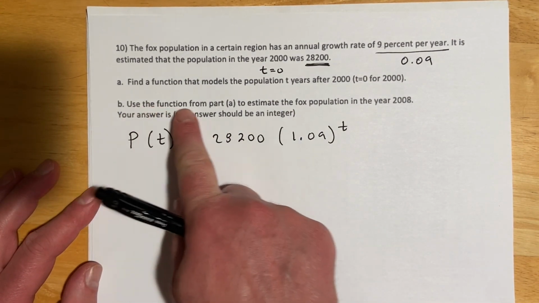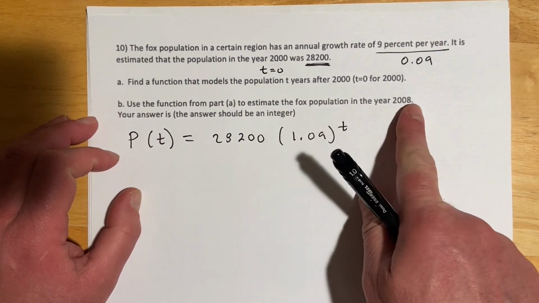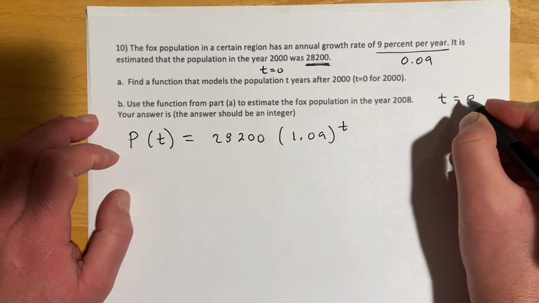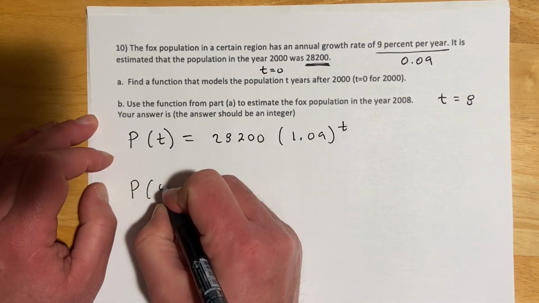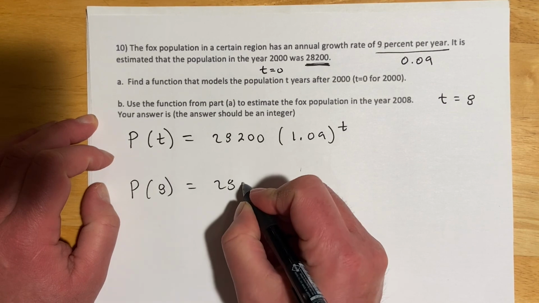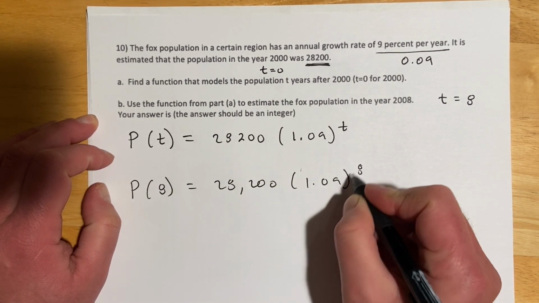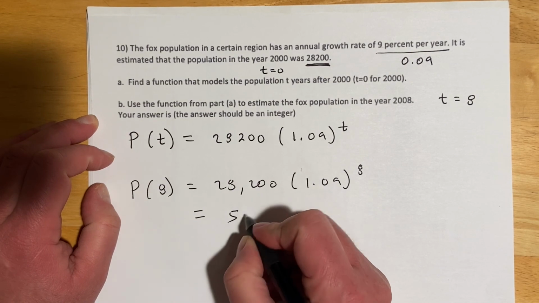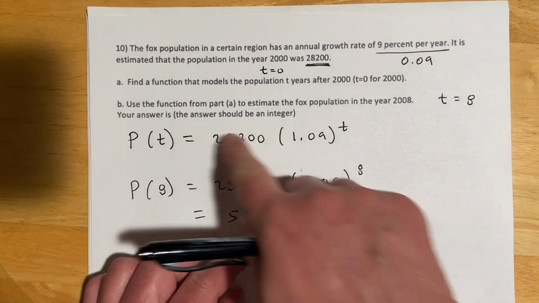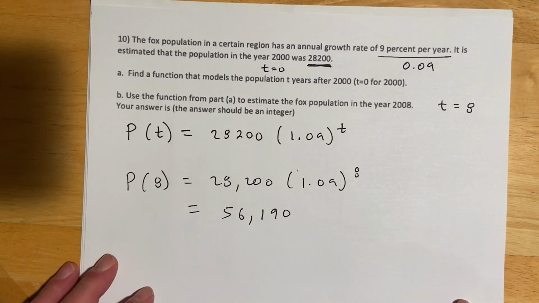And then part B is use the function from part A to estimate the fox population in 2008. So 2008 would be t equals 8, so we're just going to find P of 8 and plug 8 into this equation. And that came out to 56,190 foxes. And I think we're supposed to round to the nearest fox because we shouldn't have fractional foxes.